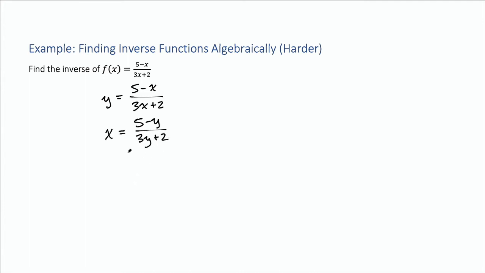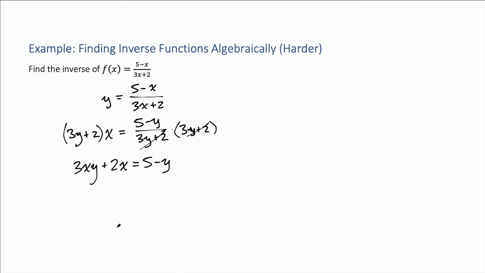So we want to solve for y, and y is showing up twice here, so it gets a little bit trickier, but it's a pretty straightforward thing if you just remember our steps. We don't like the fraction. So what we're going to do is multiply both sides by that denominator, 3y plus 2. It gets rid of the denominator on the right side, and on the left side, I'm going to distribute the x. So we get 3xy plus 2x equals 5 minus y.